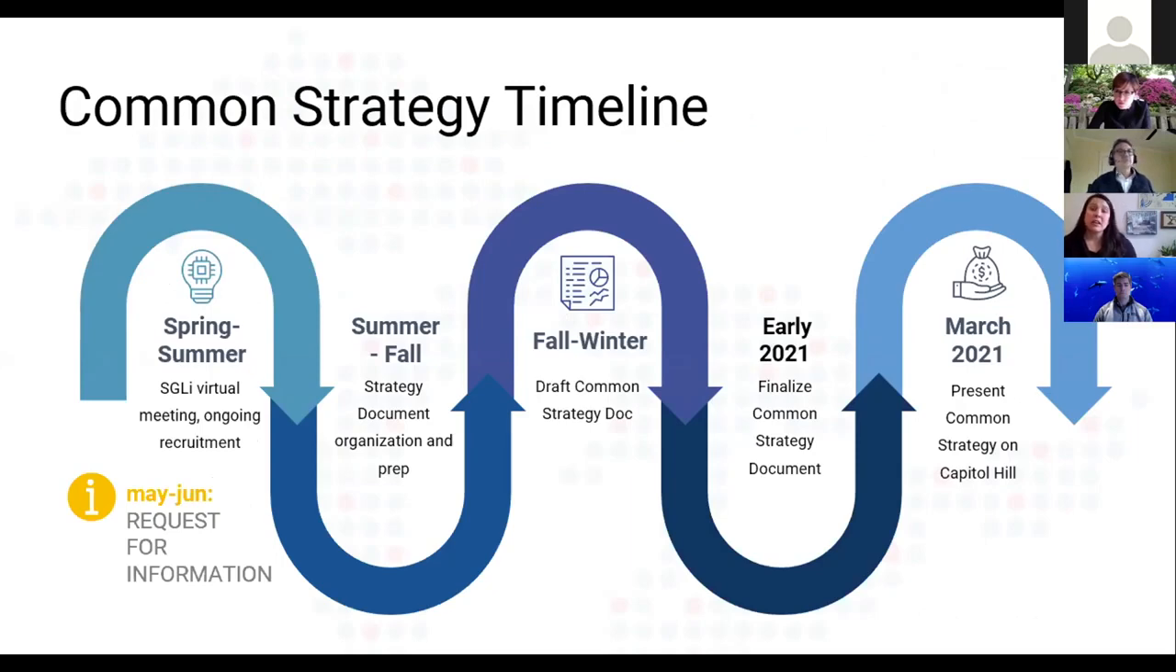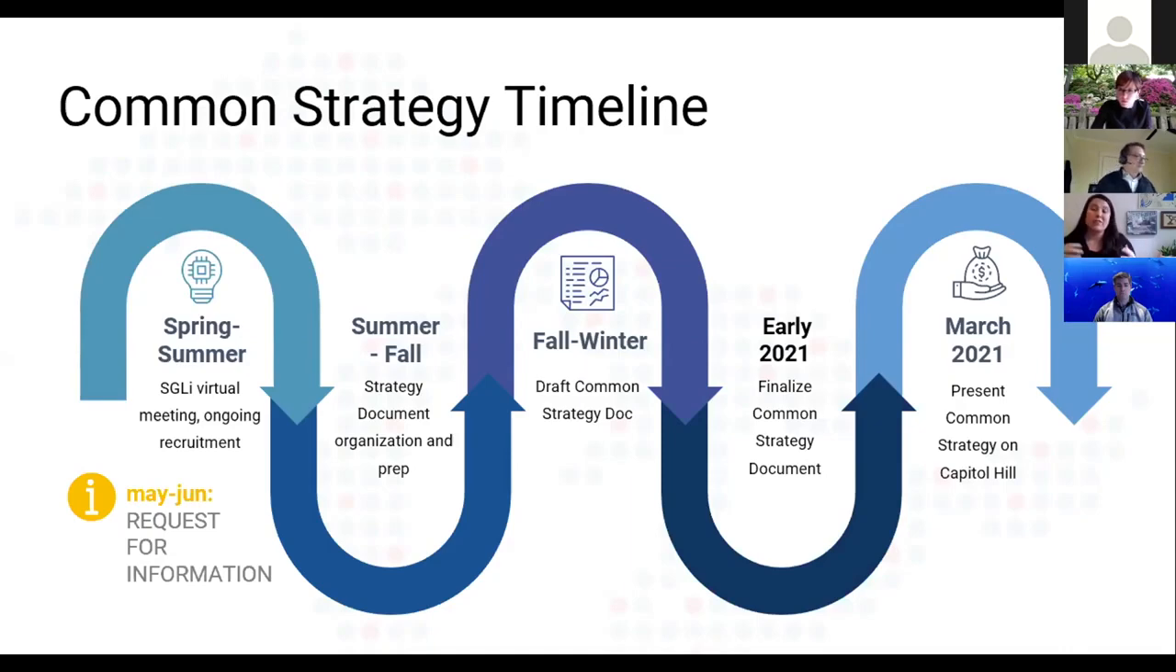But we are going to be issuing a request for information next month with responses due in June. And this RFI will be used to inform not only the common strategy document, but also GLOS's next 5-year funding proposal to NOAA. Into the summer and fall, we'll be working to develop a rough draft document based on all the existing literature that exists out there already, as well as the input that we've gathered through this request for information process.